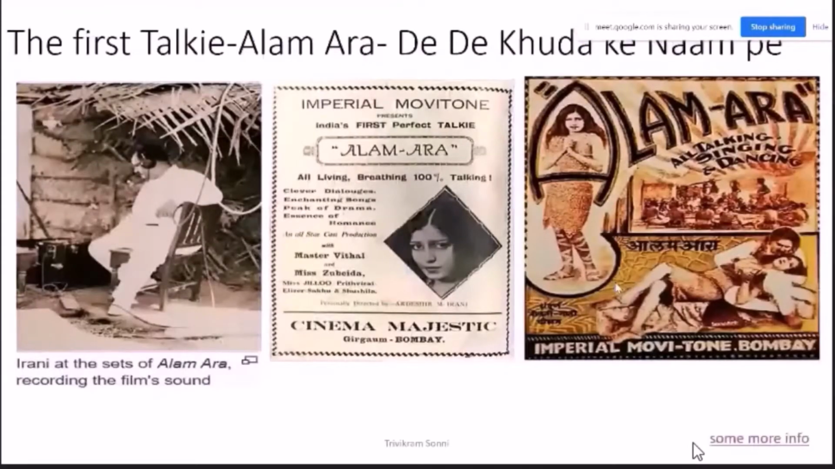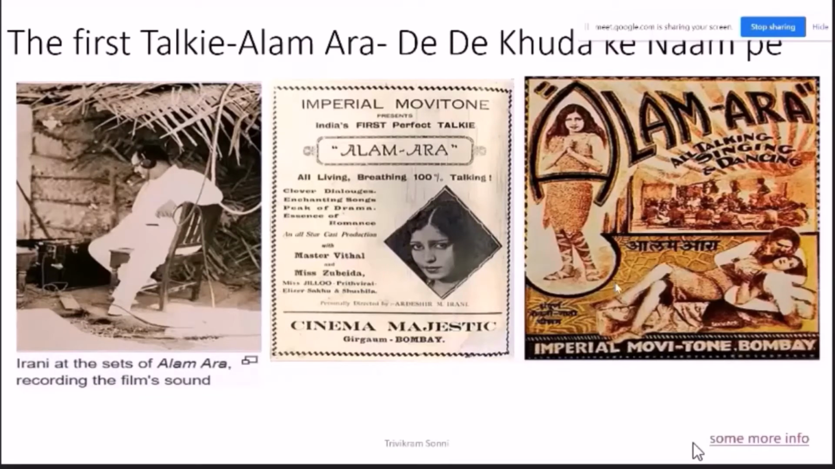Now we come to the first talkie. The first talkie is Alam Ara. This was made in Hindustani. So what you see on screen are Ardeshir Irani, right on the extreme left, on the sets of the film, recording the film's sound. You can see him with some equipment and headphones and things like that. And the other two are posters and playbills.